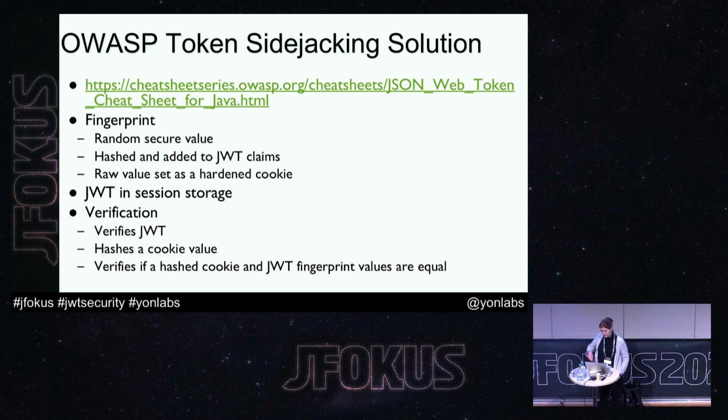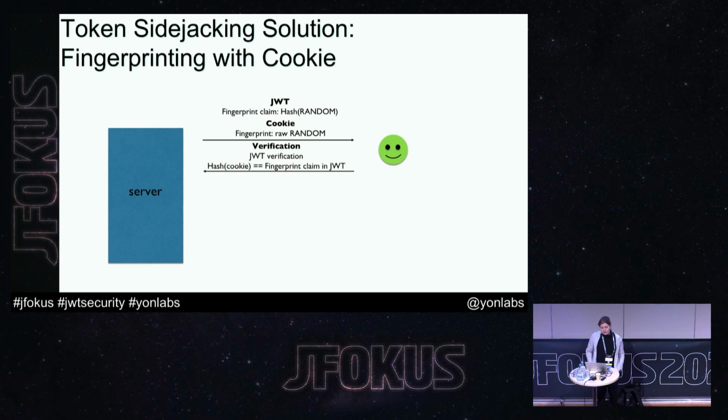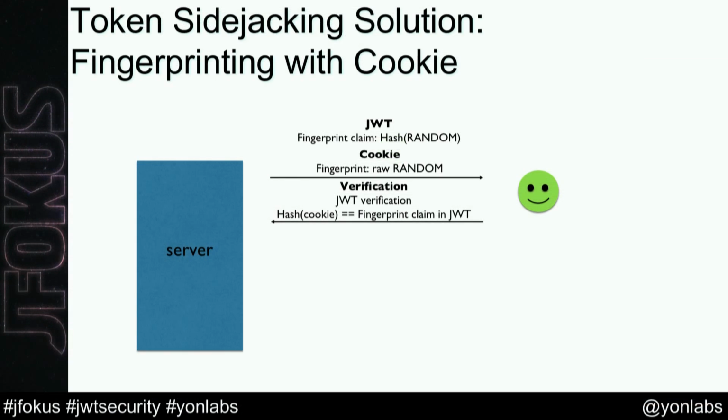It's like fingerprinting. The scenario is that we use both a JSON Web Token and a cookie. In the JSON Web Token, we include an extra claim, called a fingerprint claim. It's a hashed random value. The raw random value we include in the cookie content. And during the verification phase, the client should send both the token and the cookie. And the server obviously verifies the JSON Web Token itself, but also verifies whether the hashed cookie value is equal to the fingerprint claim in the token.